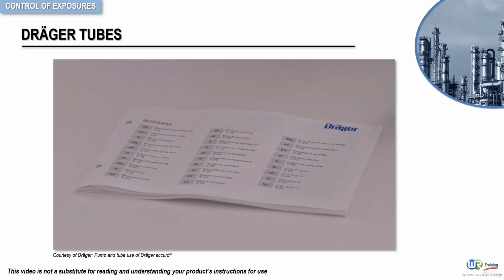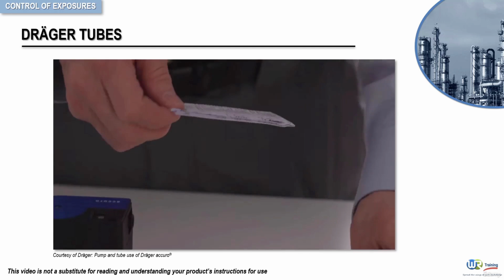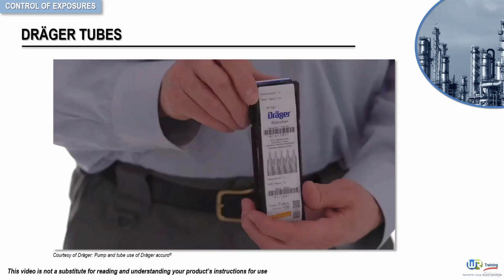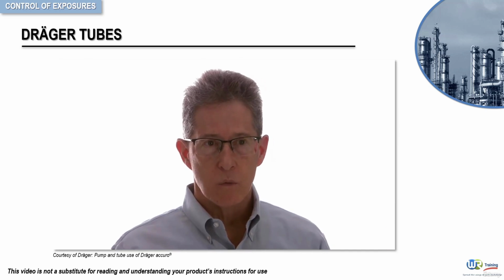Prior to using any of the equipment, please read the instruction manual for the Accuro Pump, as well as the instructions inside each package of Dregger Tubes. Check the back of the package to make sure the tubes are within their shelf life. Today I'm using the Water Vapor 1B tube.